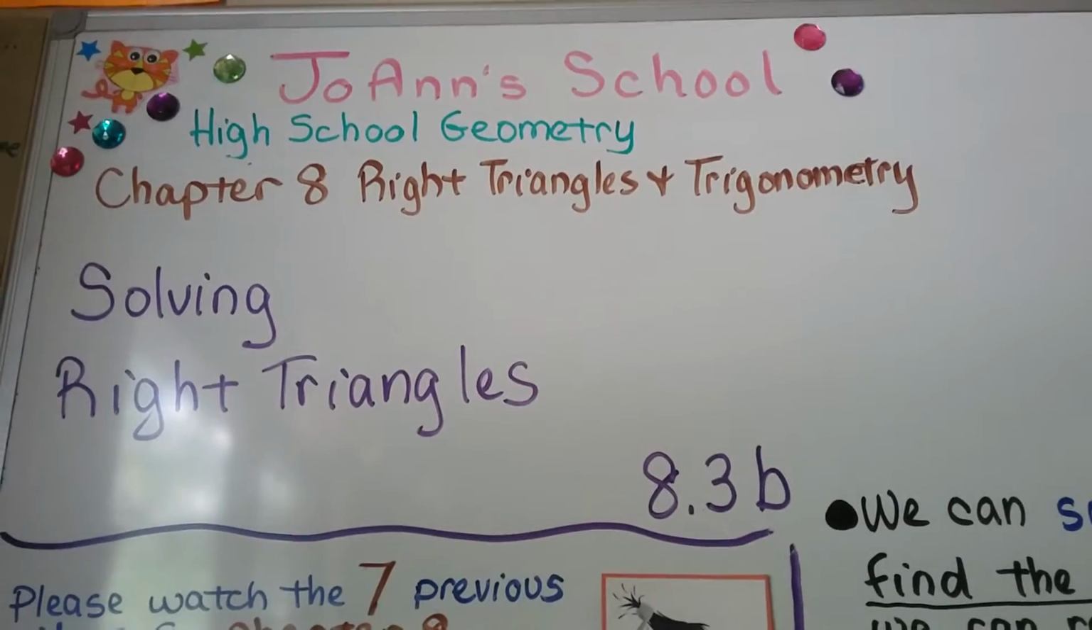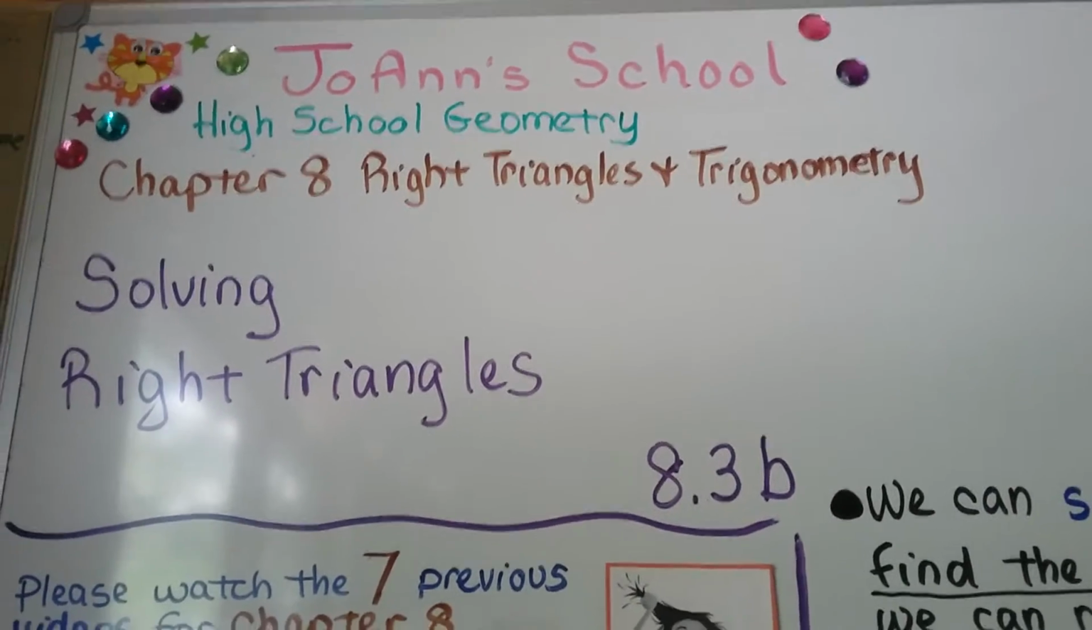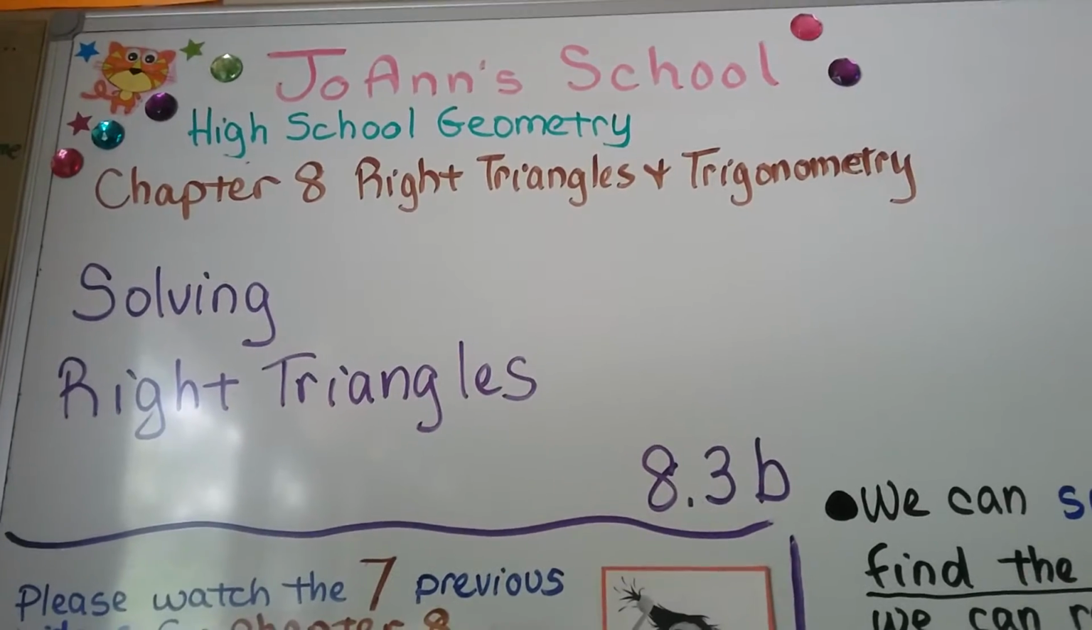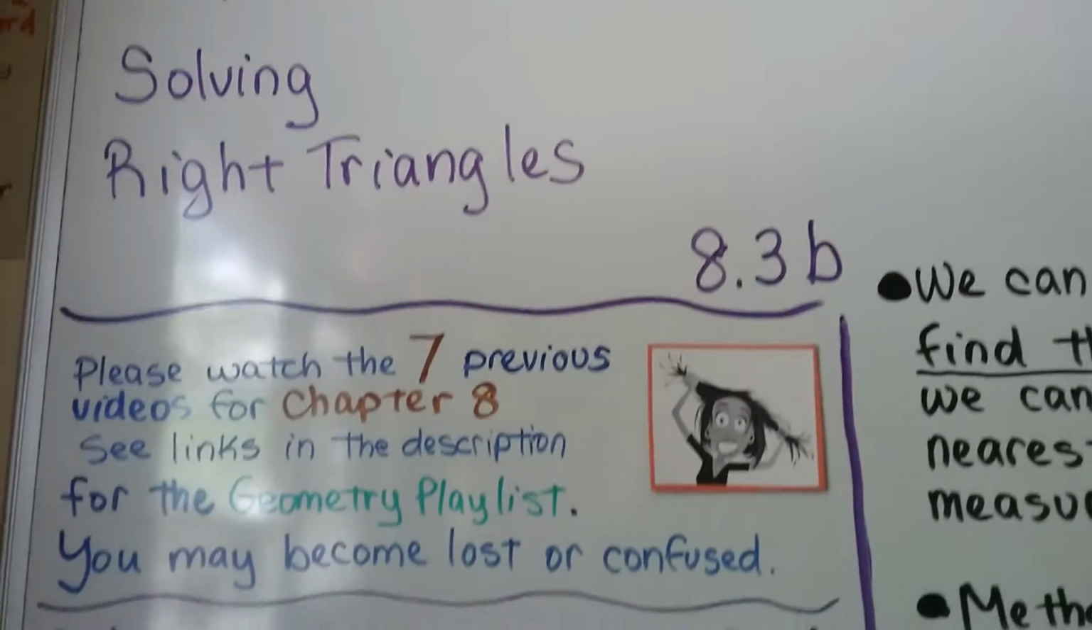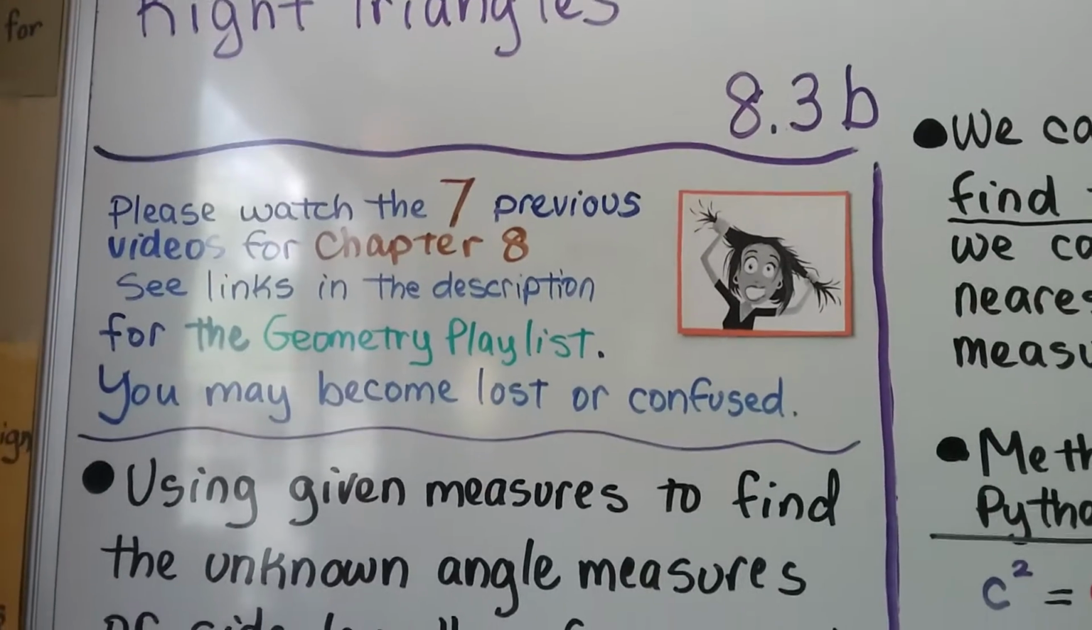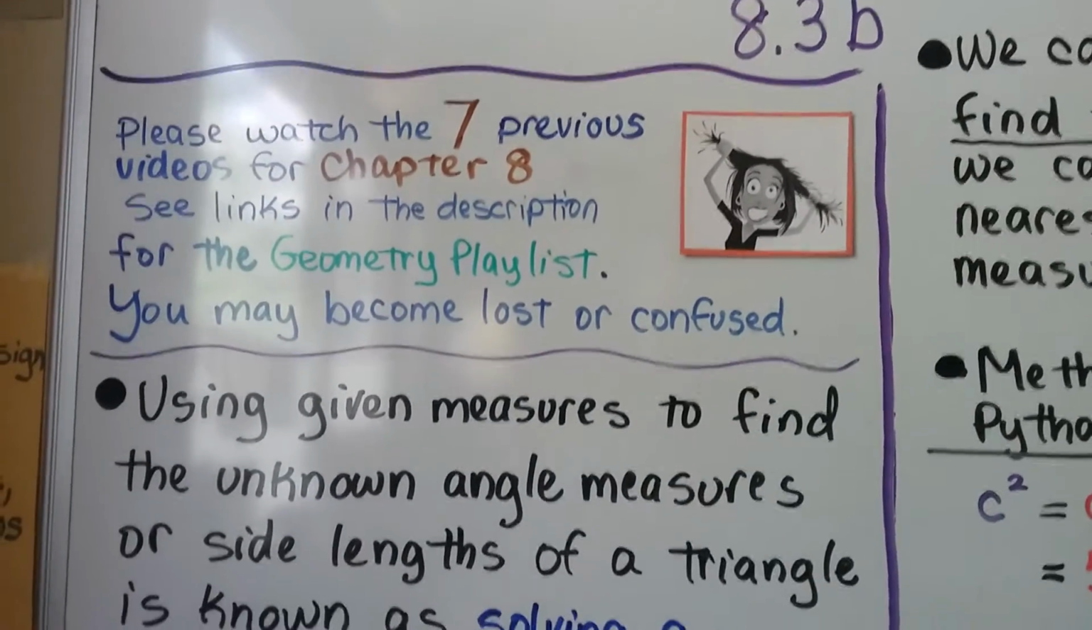Solving right triangles 8.3b, which means there's an 8.3a, and I wouldn't want you to get lost or confused, so I hope you saw the one before this, and it's linked in the description in the geometry playlist.